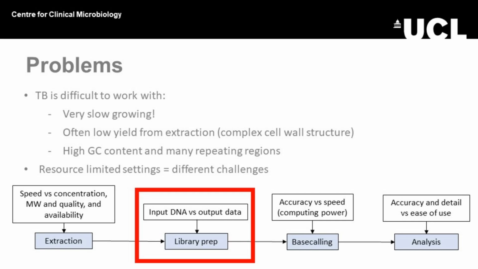So we've come across a lot of problems, and if anybody has sequenced TB, you've probably come across them as well, and working with TB in general. It's very slow growing. It's a category 3 organism, so you have to have specific lab equipment and levels. When you extract the DNA from it, because it's got such a complicated cell wall structure, it's very difficult to extract the DNA. I think a lot of sites that we've been working with use the CTAB method, and that often has a low yield.